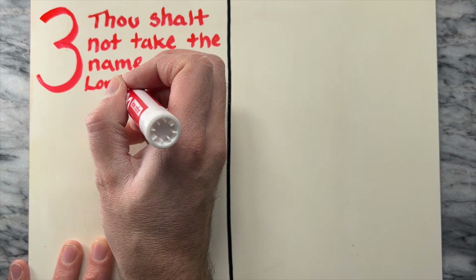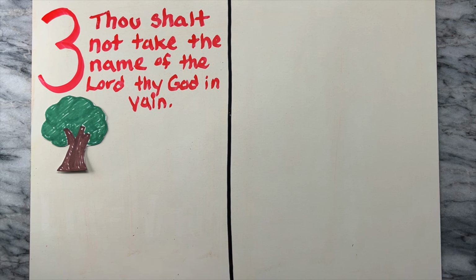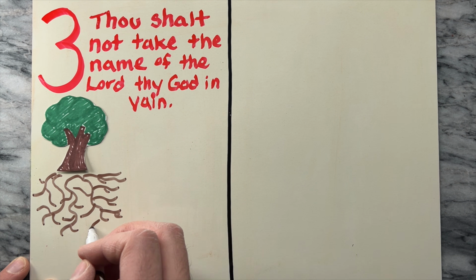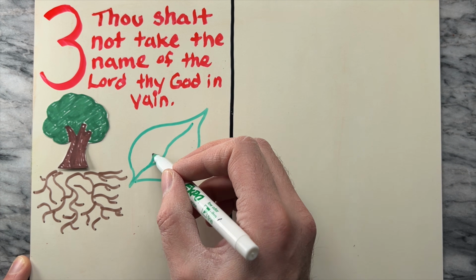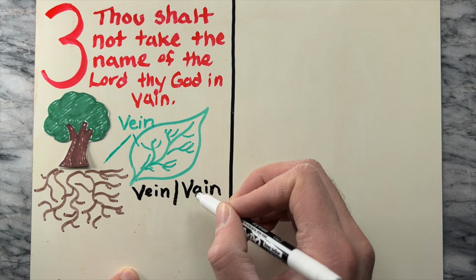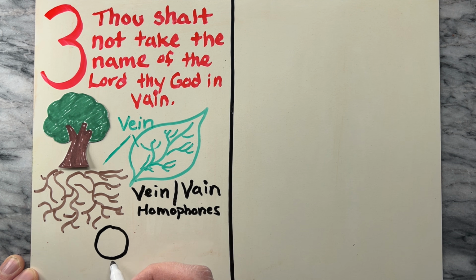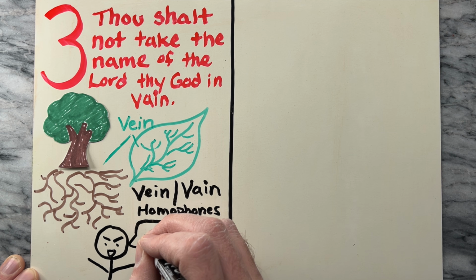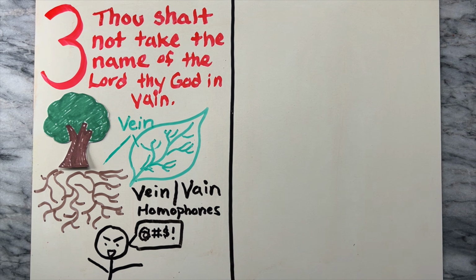The third commandment is, "Thou shalt not take the name of the Lord thy God in vain." Using 3 tree by thinking about roots like veins in a tree or veins in a leaf and making the connection to the word vain. Vein and vain are homophones, or words that are spelled differently but sound the same. The use of the word vain in this commandment means using God's name like a swear word, or it can mean saying you are a Christian but not living or acting like Jesus would want you to act.